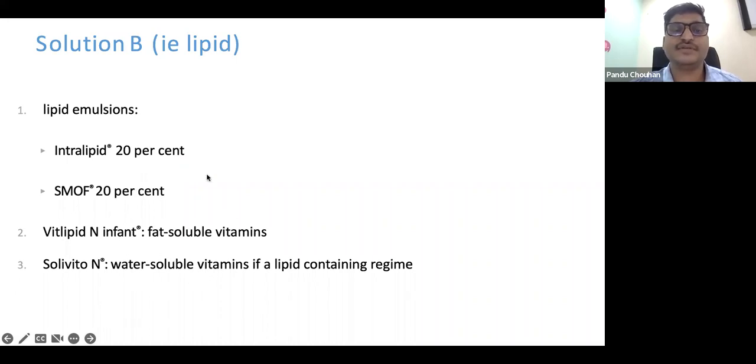The most commonly used lipid solutions are Intralipid, and SMOF, which contains soya, MCT oil, olive oil, and fish oil, which can be utilized in cases of cholestasis secondary to parenteral nutrition, or in case of any other liver diseases.